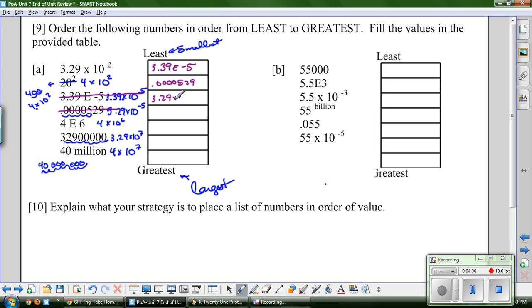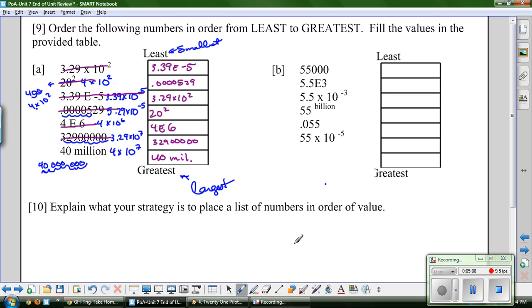And then 20 squared is the next number. Now this is a clear winner. 4 times 10 to the 6th power. And now these both have 7's, but again 3.29 is smaller than 4, so that comes next. Oops. I had to write this form. So 329,000,000, and the last would be 40 mil. Okay, not so bad. Again, think about the strategy and turn everything to scientific notation first, then compare the powers.